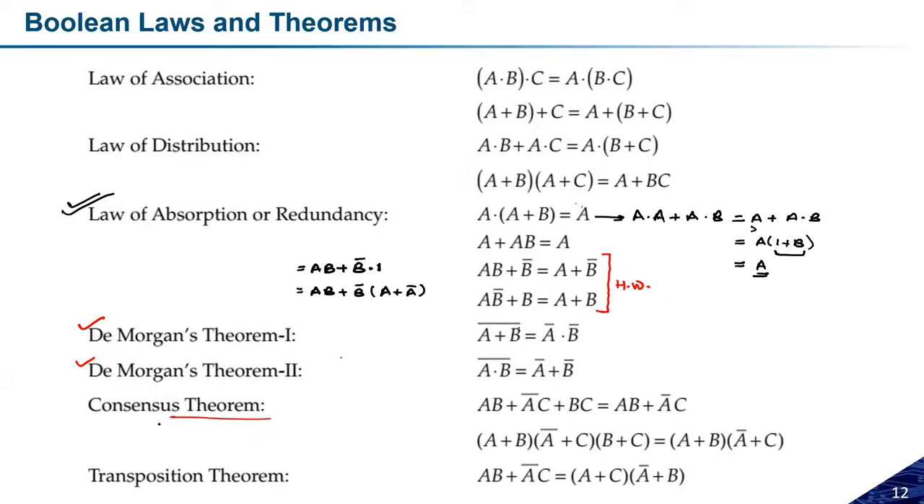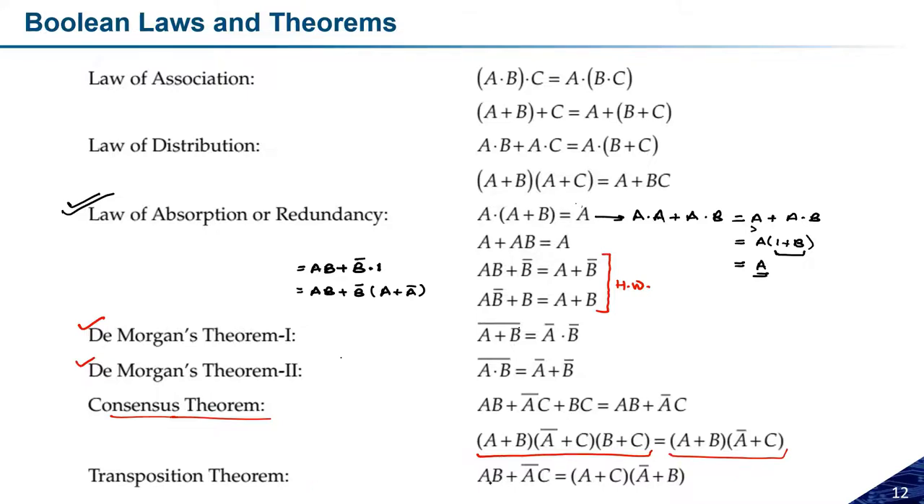Similarly, some other laws and theorems are also there. AB plus A bar C plus BC, we can replace it with AB plus A bar C, and we can prove it just like what we did here. And similarly for this one. So all the laws will be utilized. Some of the things I will prove, but you have to do it on your own. You have to prove all these. The similar thing can be applied for this kind of POS, like (A plus B)(A bar plus C), something like that, and you will get (A plus B) into (A bar plus C).